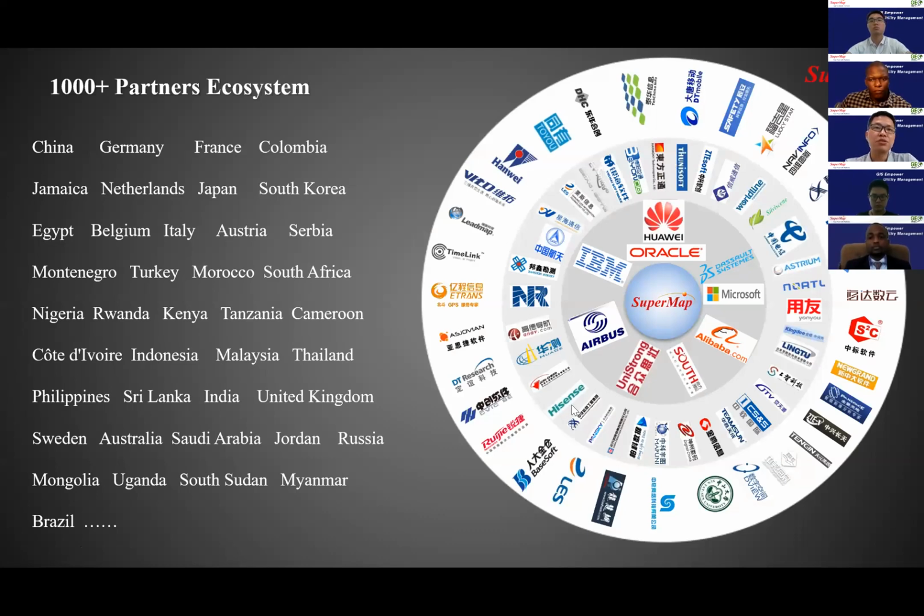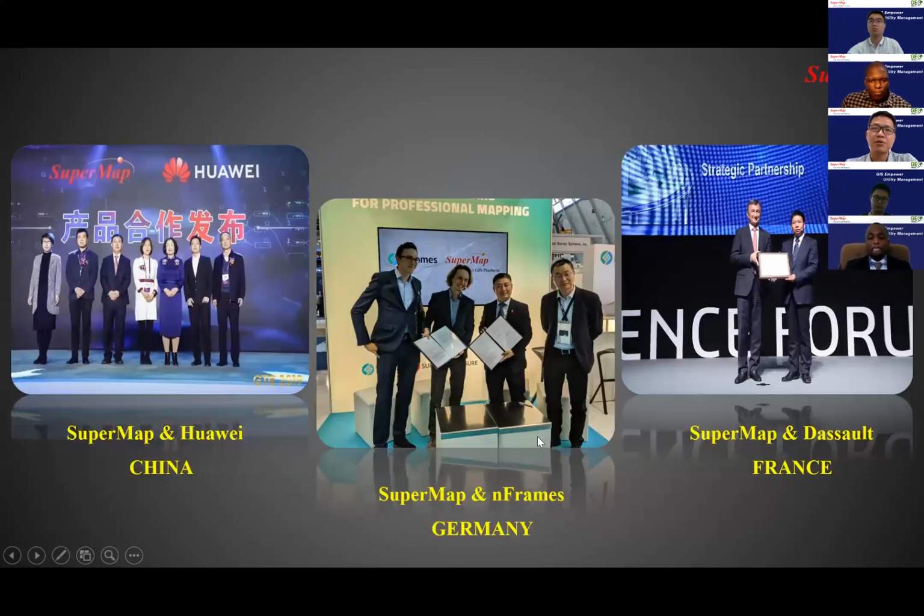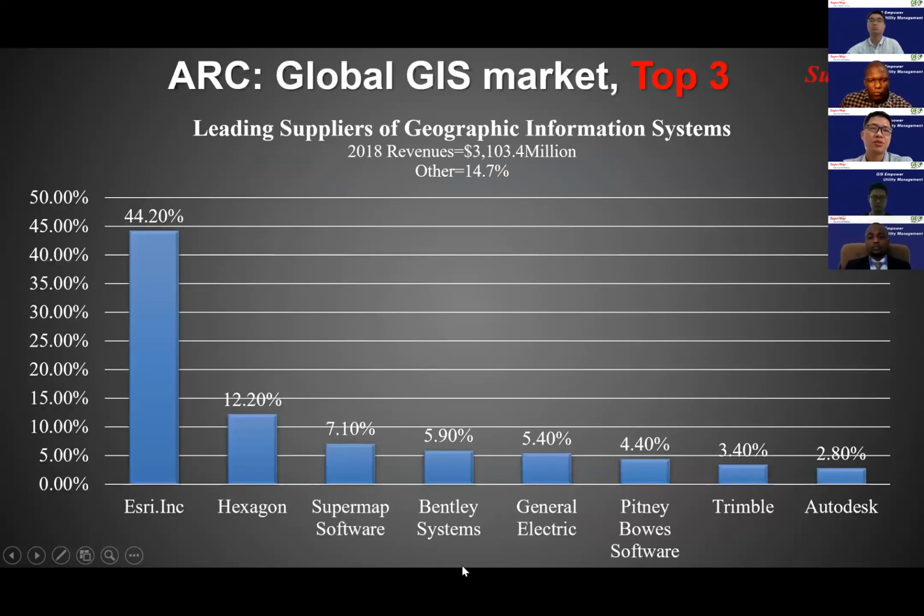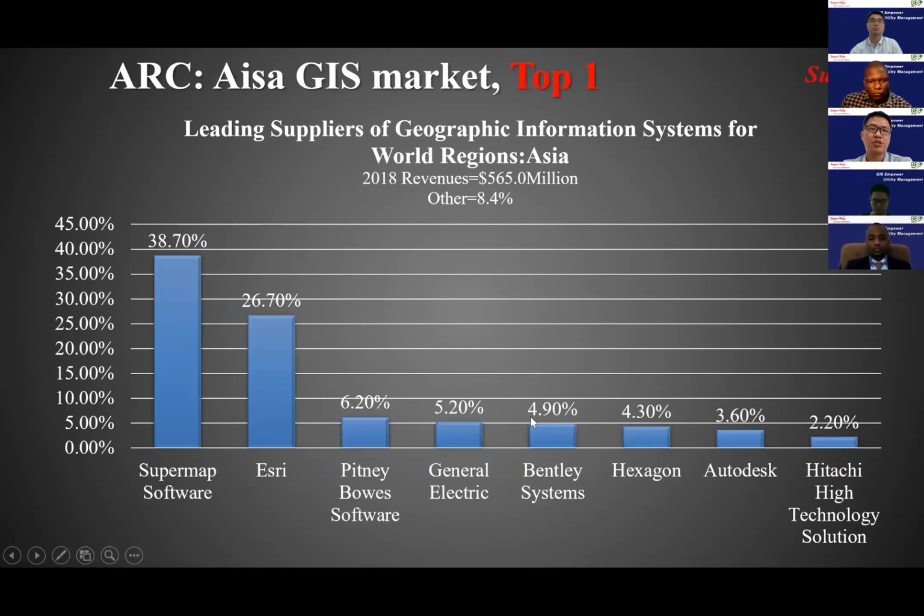So in terms of international operations, here are some moments of our international cooperation. For example, SuperMap in cooperation with Huawei, and we signed one partnership with M-Framework in Germany, and also with Dassault System in France. So this is research done by ARC, a consulting company from the US. So globally speaking, we are still the third provider in terms of annual revenue for GIS software sales. But if you take a look at Asia, already we have occupied almost 40% of the market share annually, and therefore right now we are the largest provider in Asia.